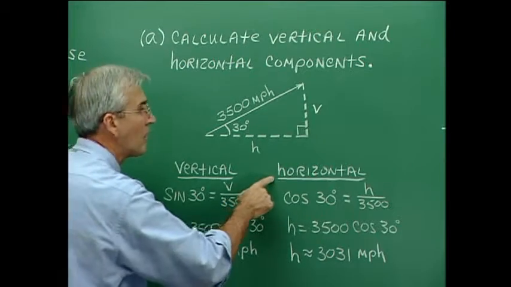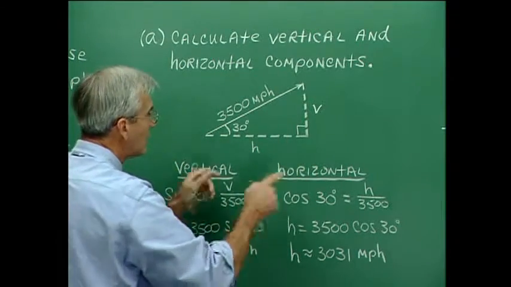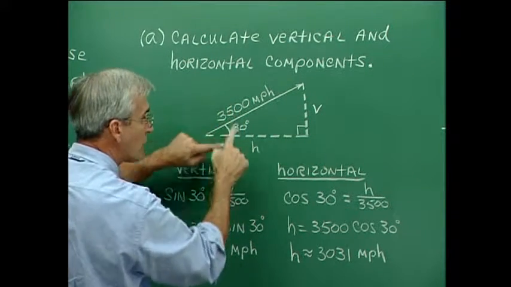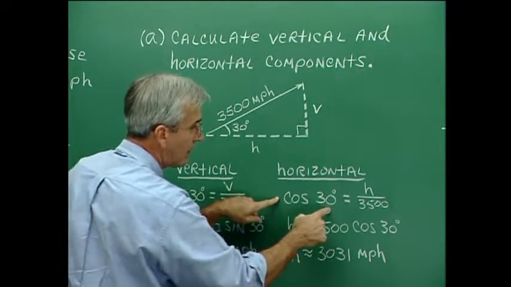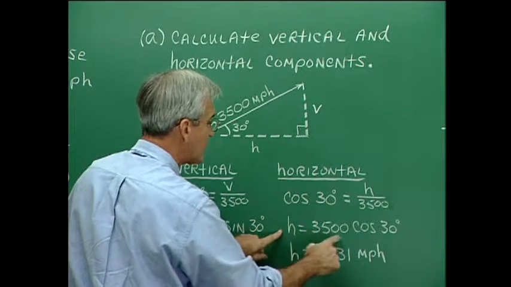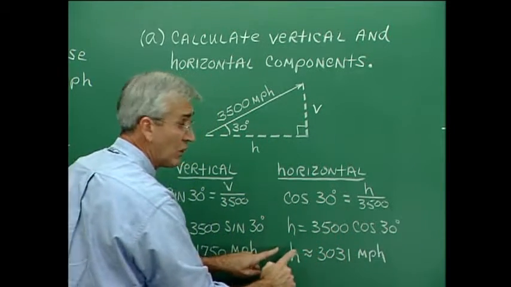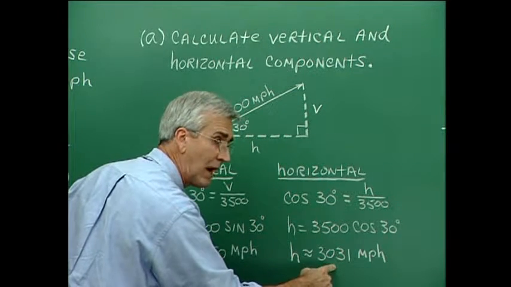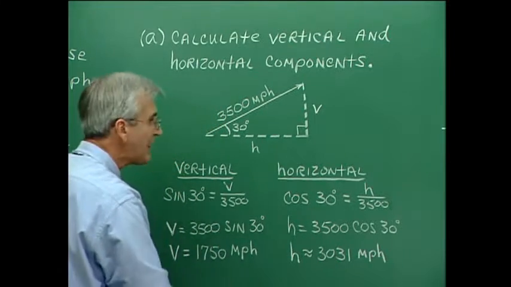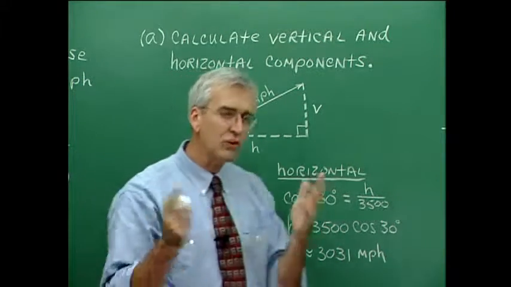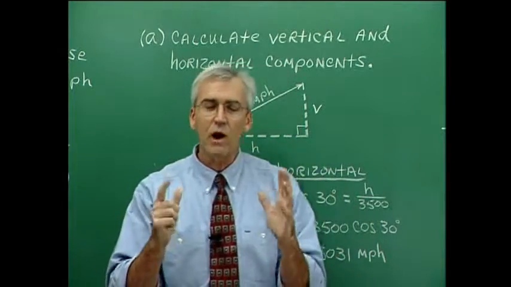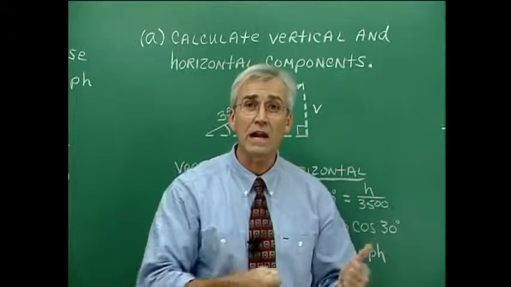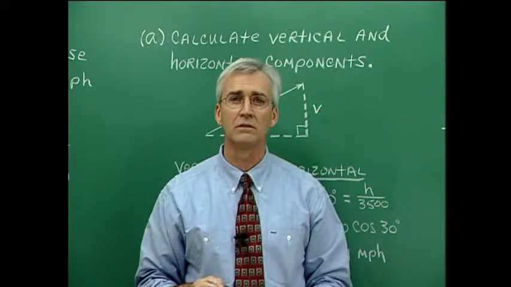All right, the horizontal component. How fast are we going this way? Well, let's see. From the perspective of the 30-degree angle, it's the adjacent side over the hypotenuse, so that's the cosine idea. Cosine 30 degrees is h over 3,500, or h is 3,500 cosine 30, which gives us a horizontal velocity of over 3,000 miles per hour. So at this moment of release, these two things are going on. The solid rocket boosters are still rising at 1,750 miles per hour. And they're headed downrange at over 3,000 miles per hour.